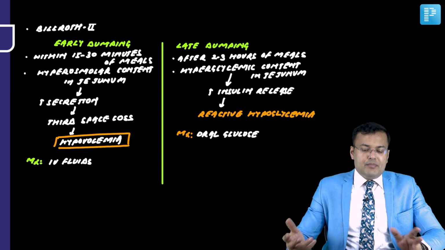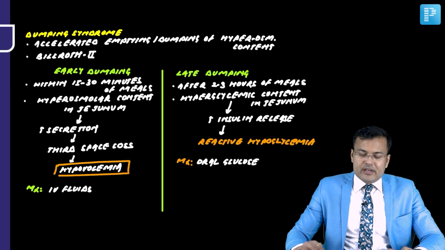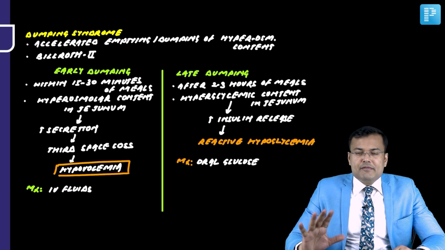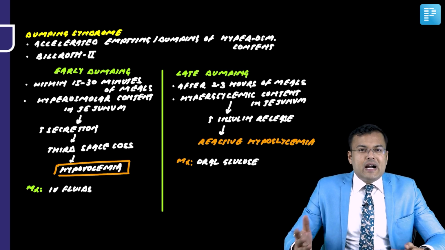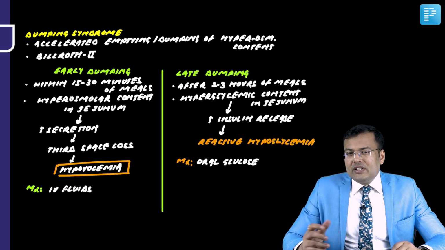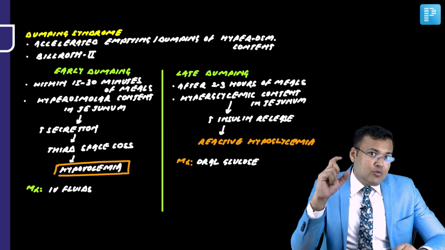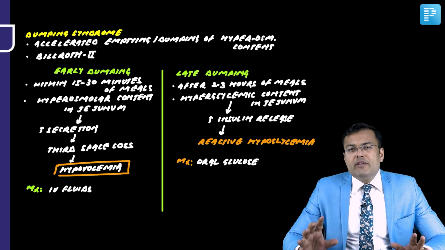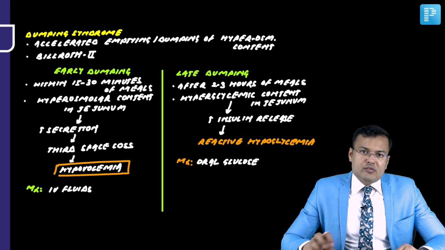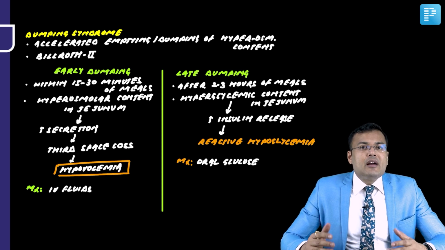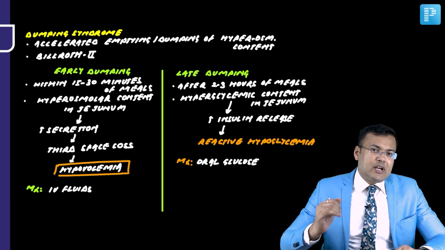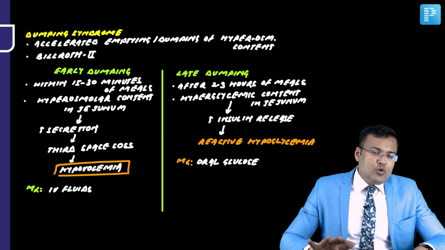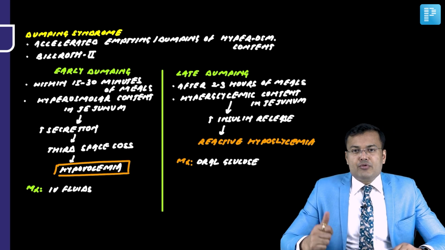Clear? For dumping syndrome, it is said that prevention is better than cure. How are we going to prevent dumping? First of all, dietary modification. We ask the patient not to eat too much in one go. So what should they take? Small frequent meals. Which foodstuff is responsible for most of the problems in dumping syndrome? Yes, carbohydrate. So we have to reduce carbohydrate intake: a low carbohydrate, high fat, high protein diet.